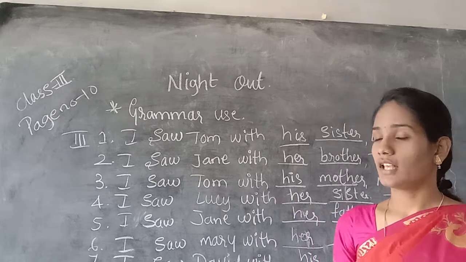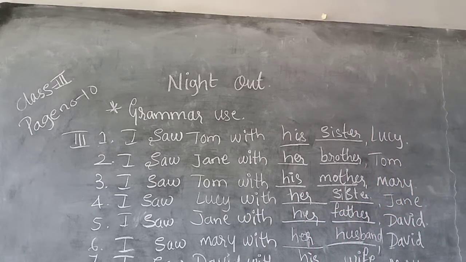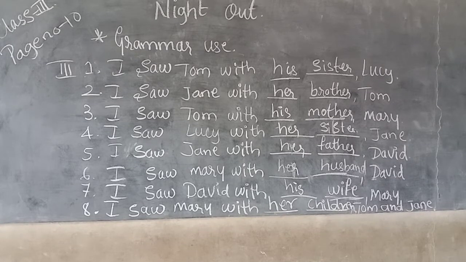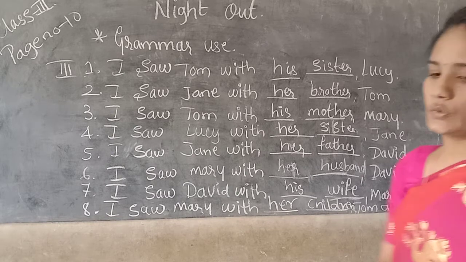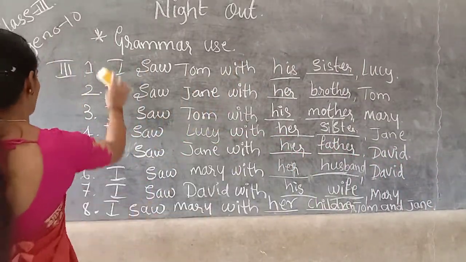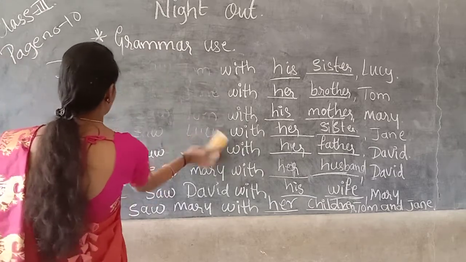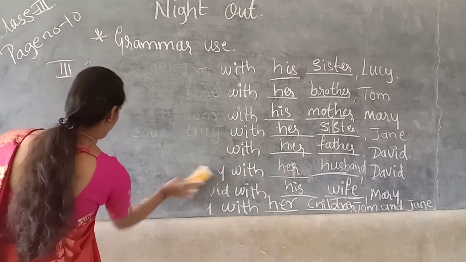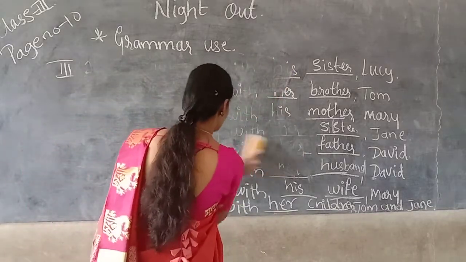Further sentences also, take it down. Okay, students, here we have completed 8 sentences. So the remaining sentences let us do. From the 9th sentence, what is the sentence and what is the relationship between the given persons.